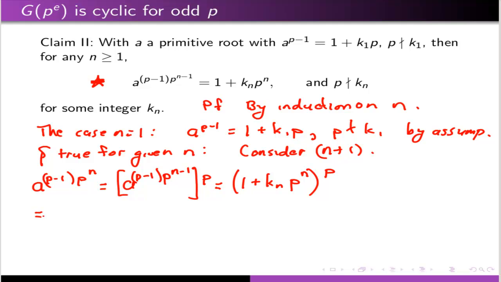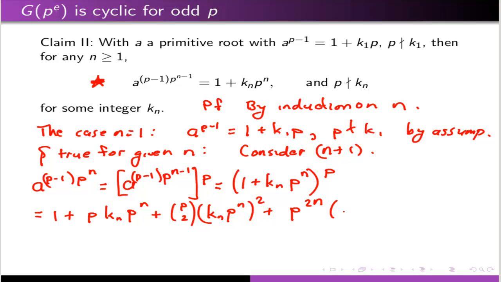And then by a binomial expansion, that's 1 plus p times kn p to the n plus p choose 2 kn p to the n squared plus dot dot dot, and all of these have a very high power of p in them. They'll at least have a p to the 2n, which is more than we need, times some integer. In fact, I could have included this term as well.